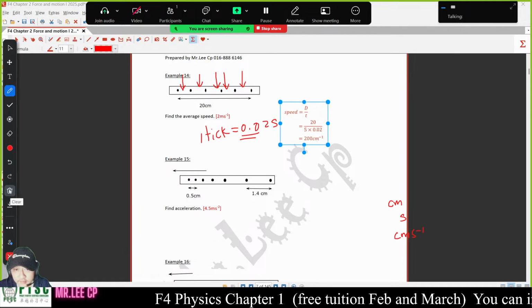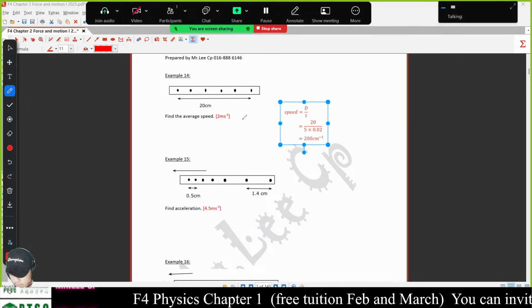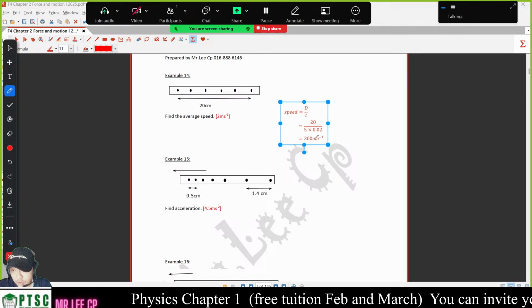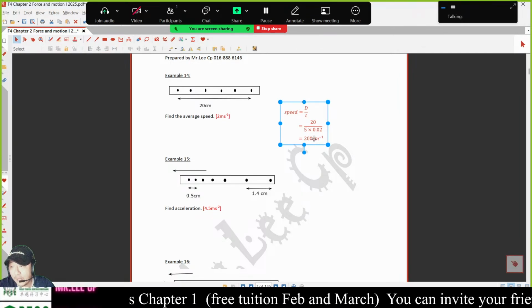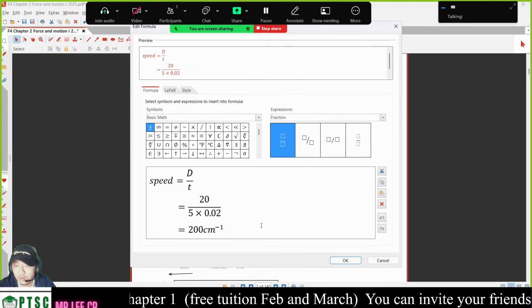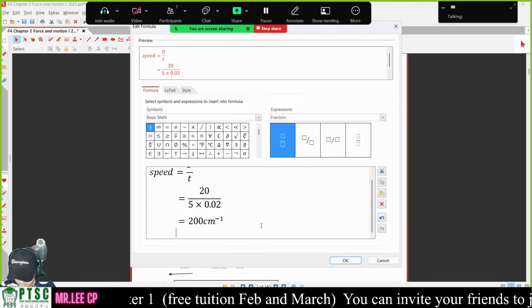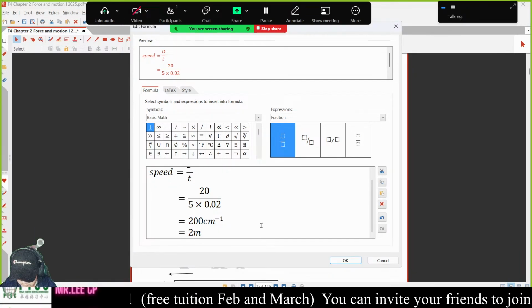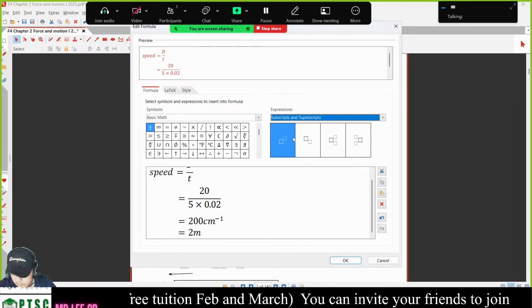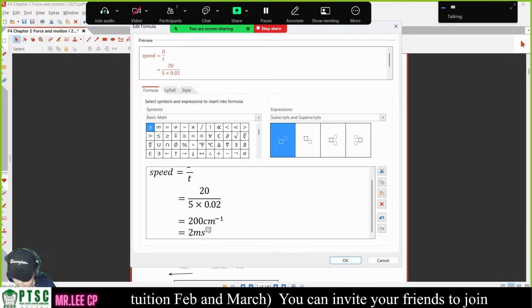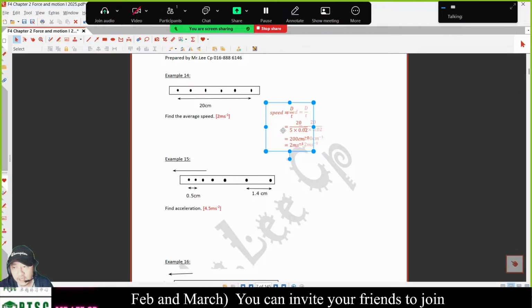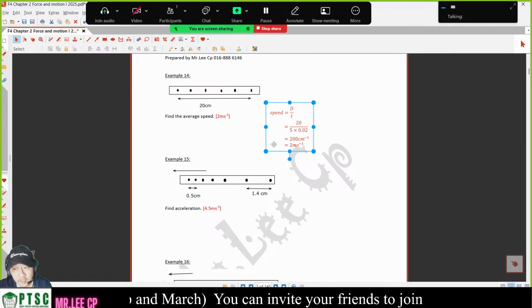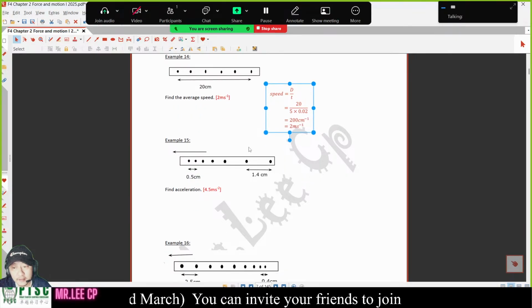Okay, so you get 200 cm s^-1. But if you want to change to meters, you move 2 decimal places. So you get 2 m s^-1. Also can, no problem. Is that okay? Alright, this is speed.